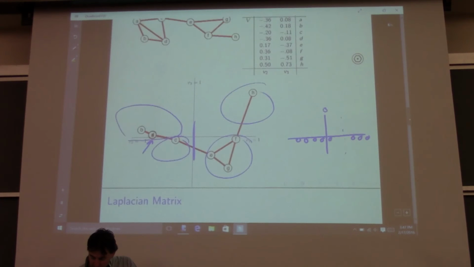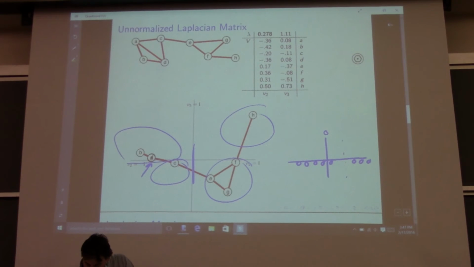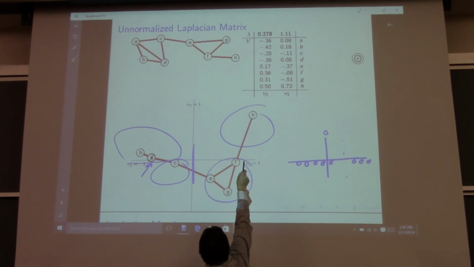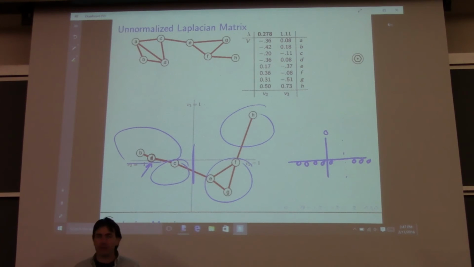What else happened in this drawing here? One way I drew this, and this is not the only way to draw it, was with these coordinates, which did not use the eigenvalue at all. It just used the eigenvector. But the eigenvalue should tell me how important each of these eigenvectors is. The smaller the better, that's the intuition I want to say.